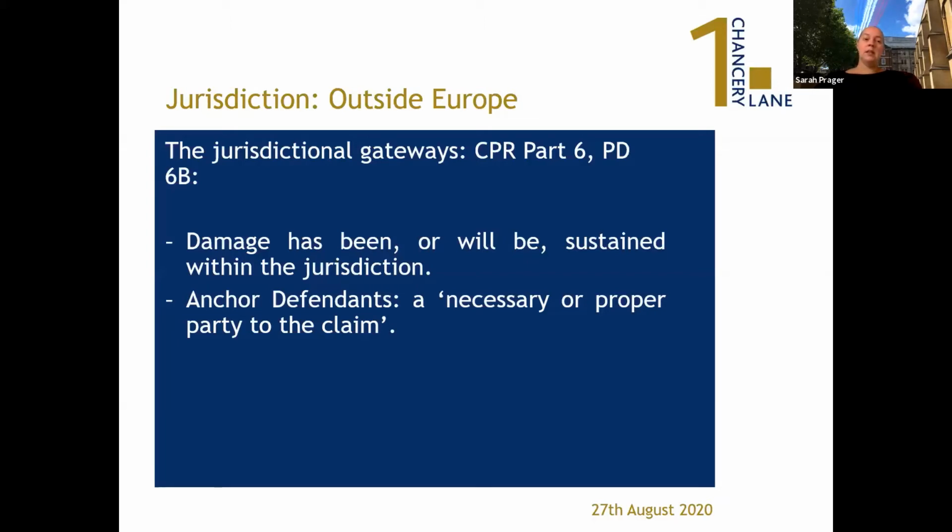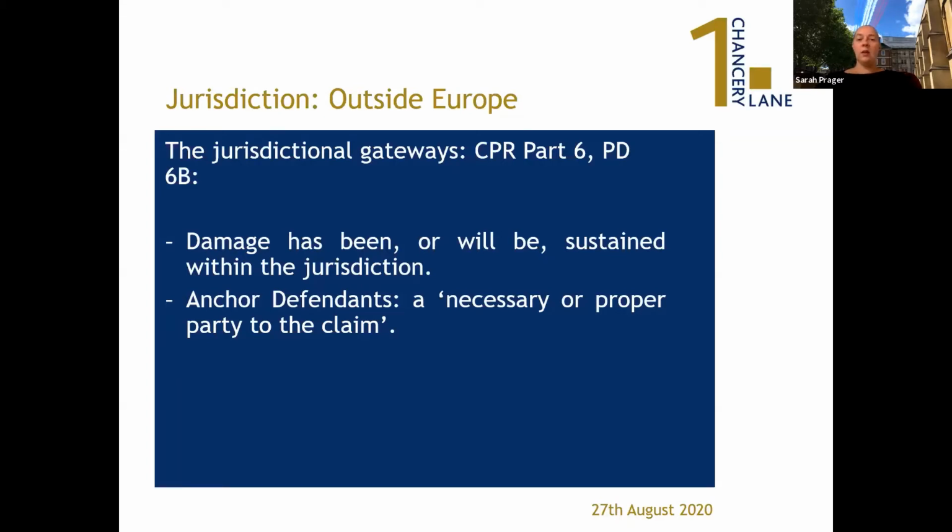The other possibility is that you've got an anchor defendant. So you've got an English defendant, and then you want to bring someone in from abroad who is a necessary or proper party to the claim. So that's an additional claim, a Part 20 claim, or an additional defendant, where that defendant is a necessary or proper party, i.e. the same cause of action, the same accident, the same facts.